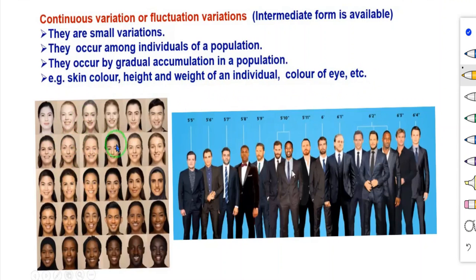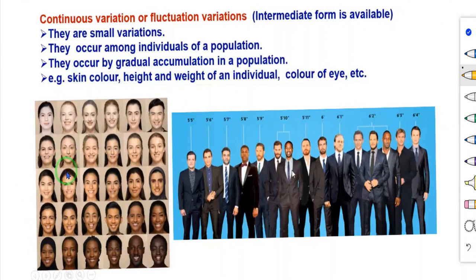See this picture, this is an example of skin color. Imagine this is a population. The first person's skin color is pure white. The last person's skin color is black. In between, different colors are there, so small variations arise. The next person, or second generation, has slight changes. Then the third has little more changes. Like that, small changes occur. So they occur by gradual accumulation in a population.